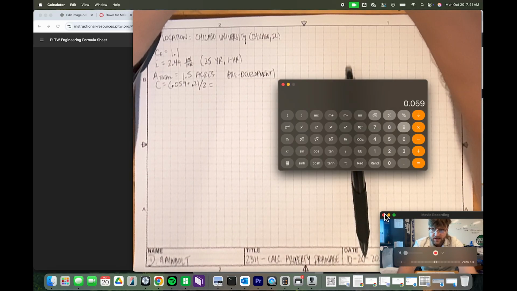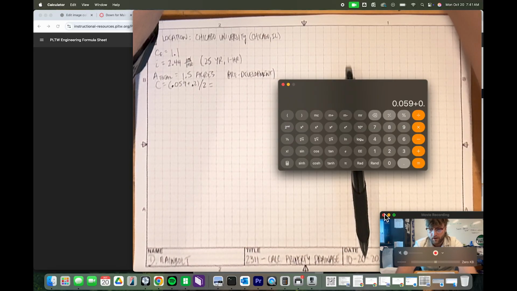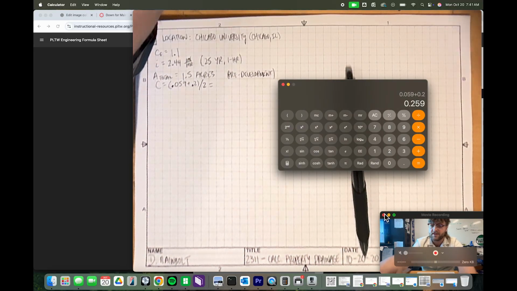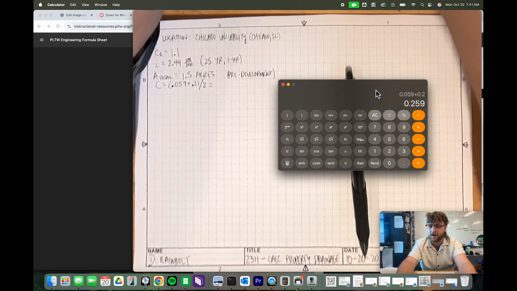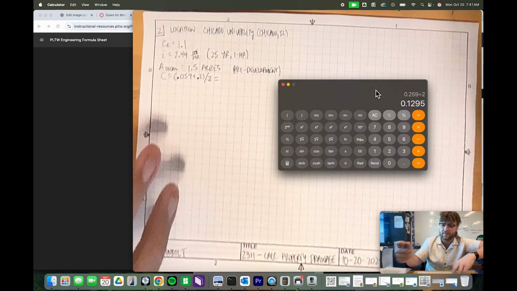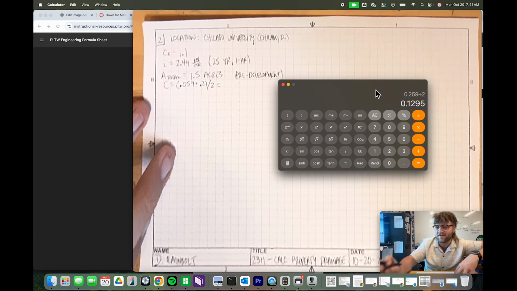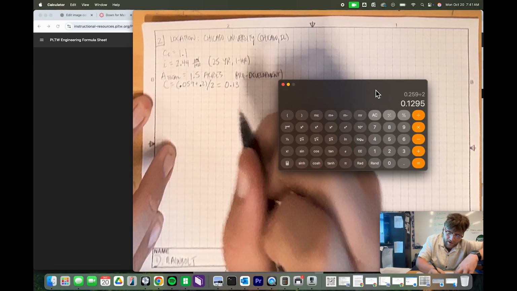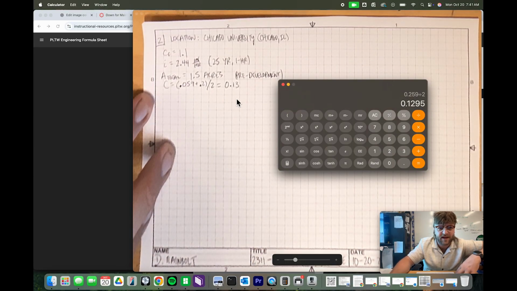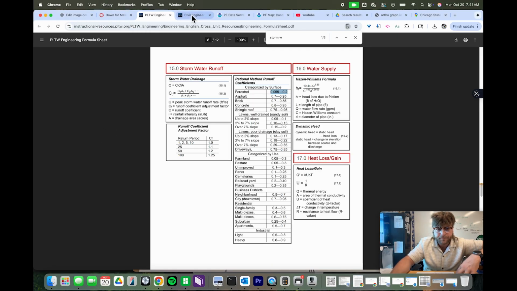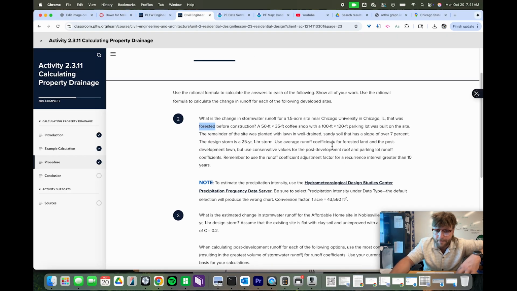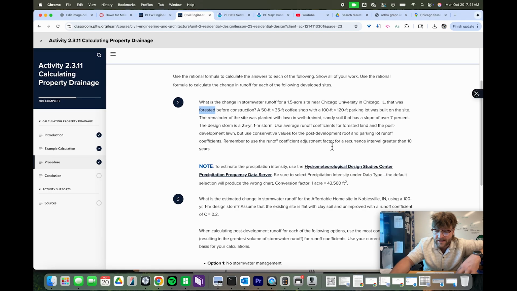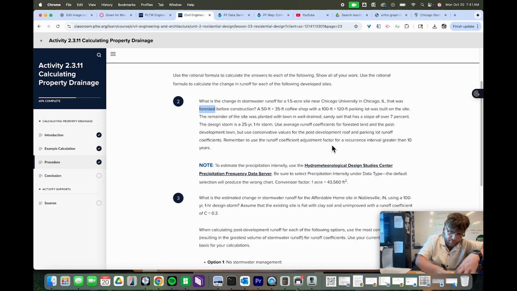I'm just using the good old built-in calculator for the Mac, but remember, you can end up using that TI-84 emulator online. I'm going to divide that by 2. We end up with 0.1295. We're going to go ahead and round that to the nearest hundredths. So we're going to go 0.13 for our C value there. And so we'll end up going back into here. That was forested before construction. And so what we're seeing here, I think that this is going to be the Q pre. So we can go ahead and calculate out Q pre.